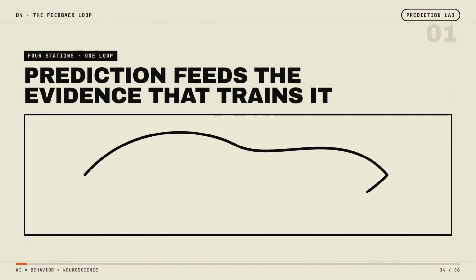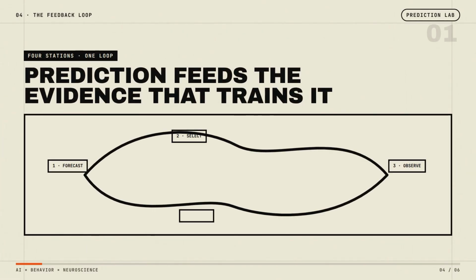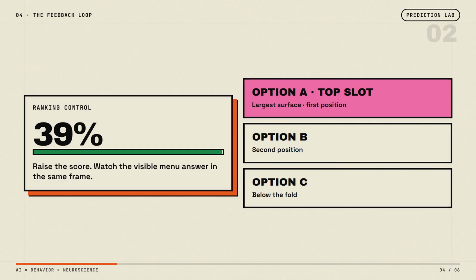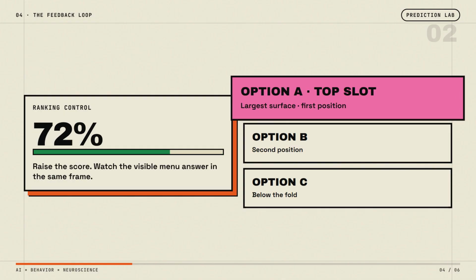But prediction is only half the mechanism. The ranked option is placed at eye level. You respond. That response becomes new training data. The model updates, ranks again, and closes the loop. Forecast, select, observe, update. Some systems deliberately explore by inserting an uncertain option, because without showing something new, they can never learn whether you might like it.